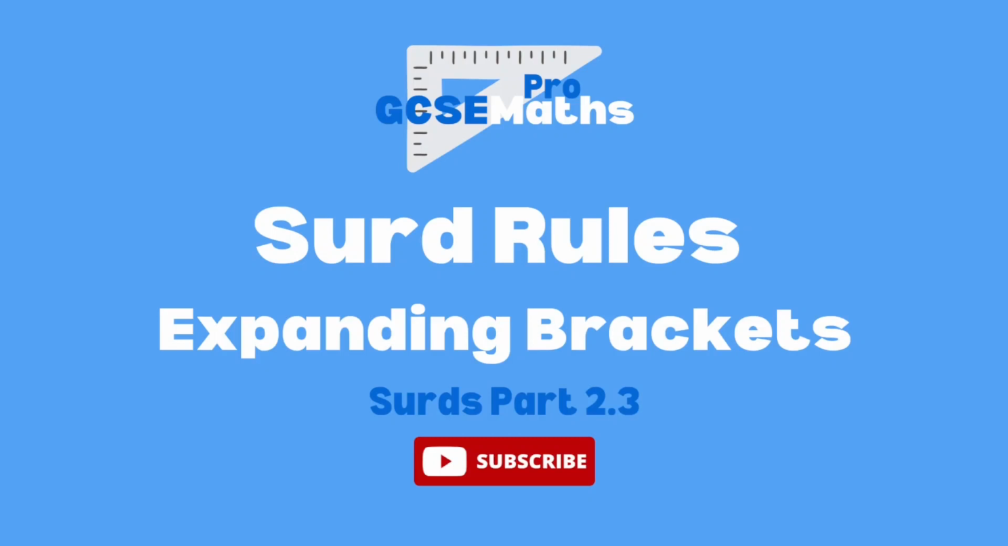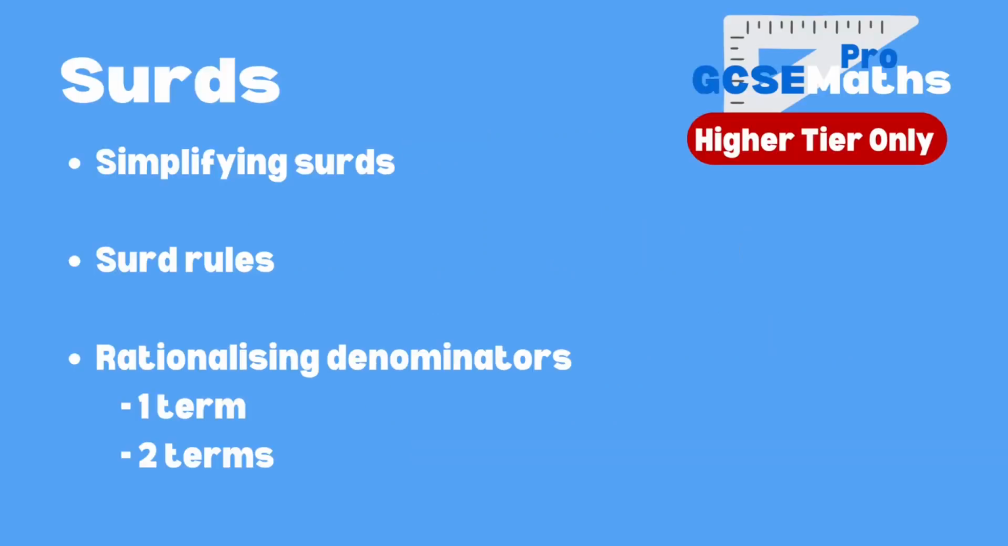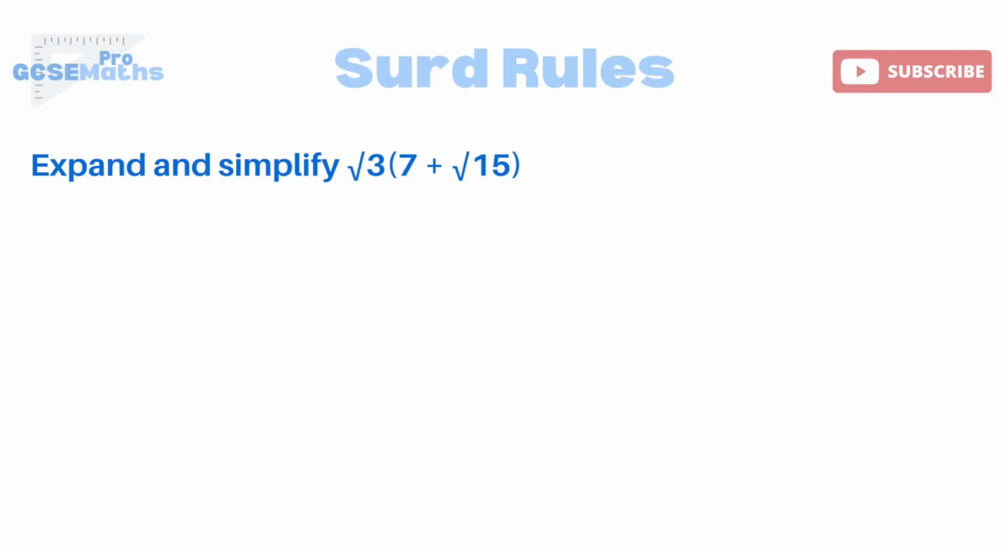Today we're going to be looking at the third part of surd rules, which is expanding brackets. Make sure that you've double checked all of these videos that come before this, including simplifying surds and the other surd rules for adding, subtracting and multiplying, because we will be needing these in today's video. So we're going to start off by looking at expanding single brackets, and then later on we'll move on to double brackets. Just as I do with all surd rules questions, I like to relate it to algebra.